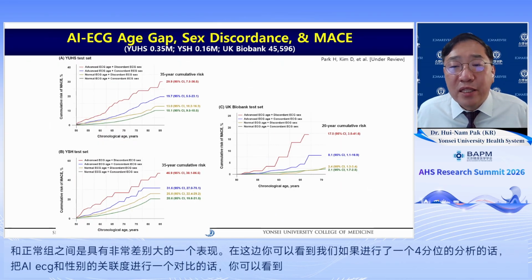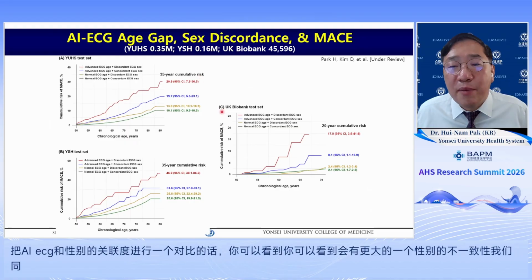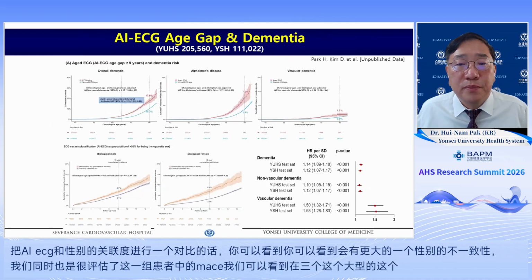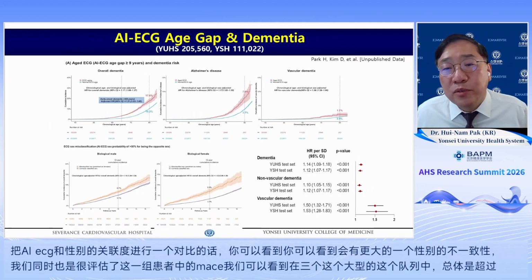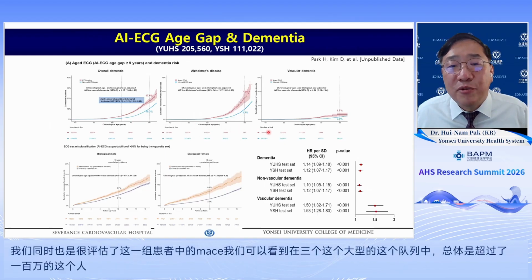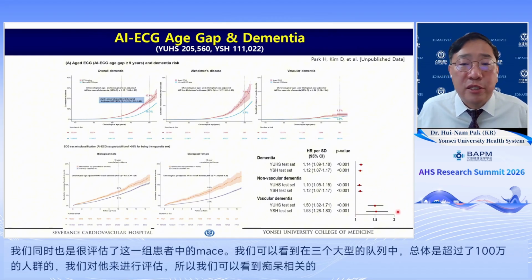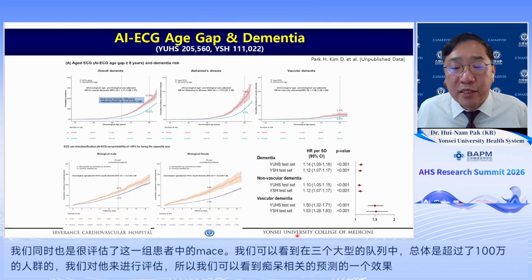We also reflected the major adverse cardiovascular events, with consistently higher risk for AI ECG age gap and sex discordance in three different large cohorts, including overall 0.2 million patients. ECG age gap also shows a significant correlation with dementia risk, and the risk was particularly high in vascular dementia and post-stroke dementia, and it was consistent in the group with ECG sex discordance.